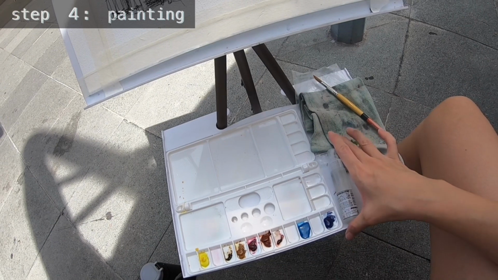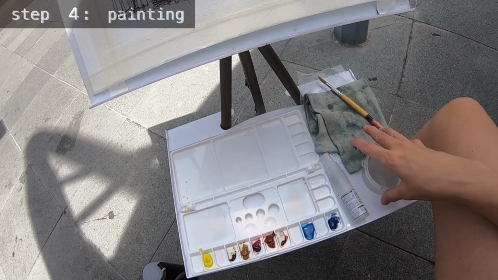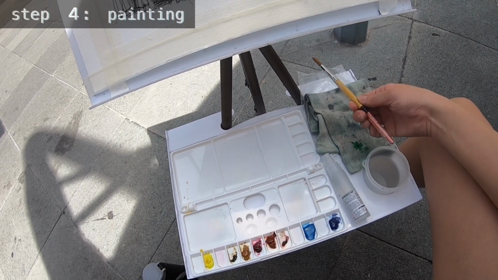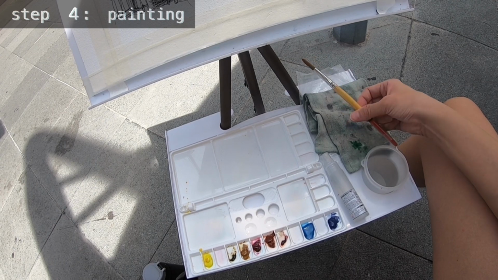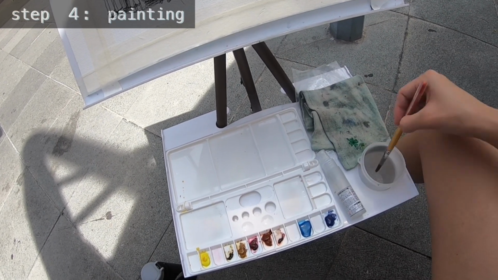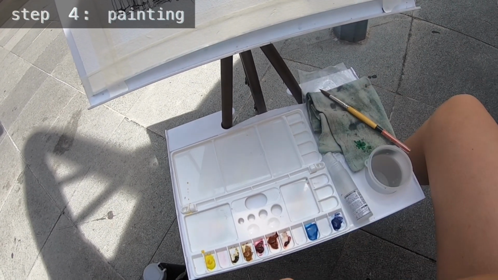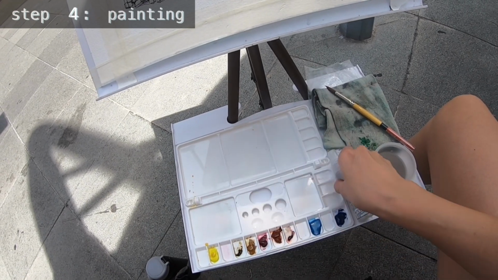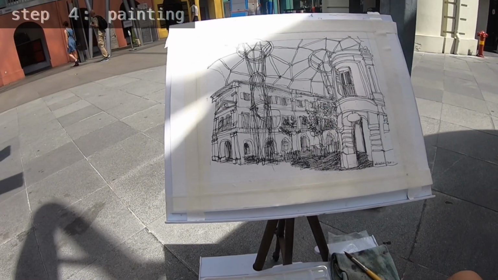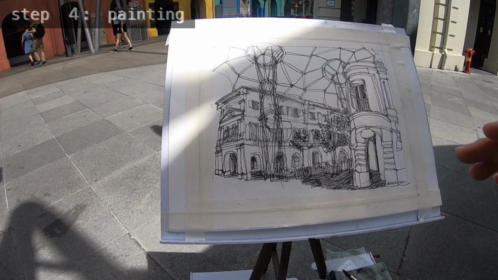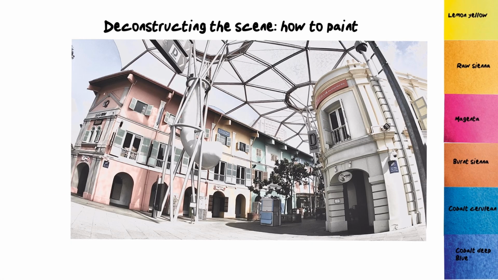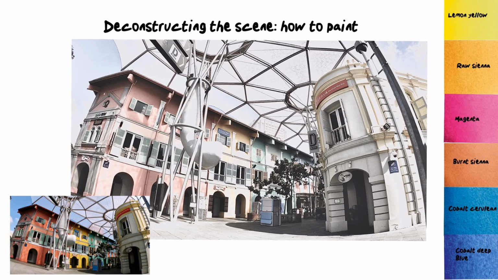These are my supplies. My water is here, the size 10 round brush from Princeton, a rag, the 6 colors on a big palette, a spray bottle, and I'm ready to rock and roll. So to explain how I paint, I desaturated the photograph.